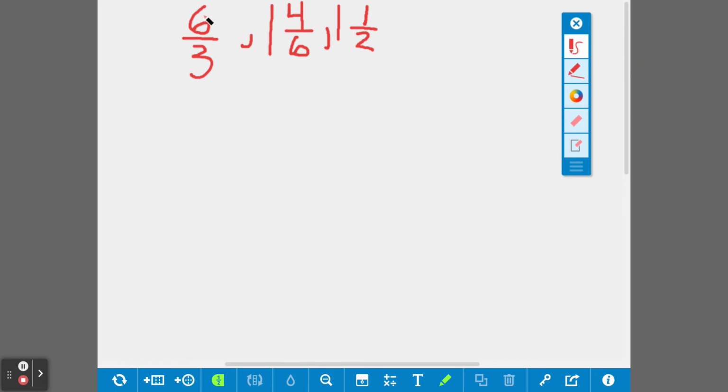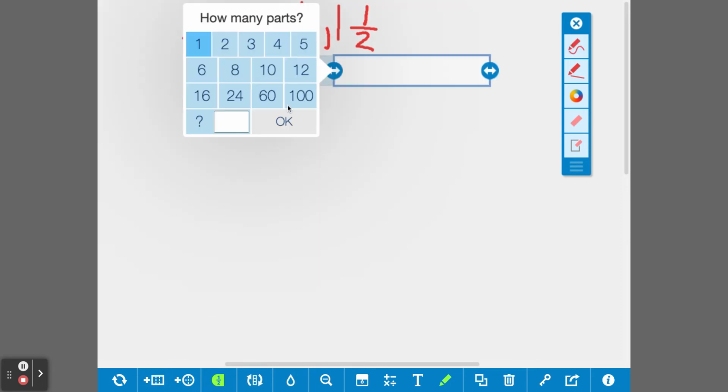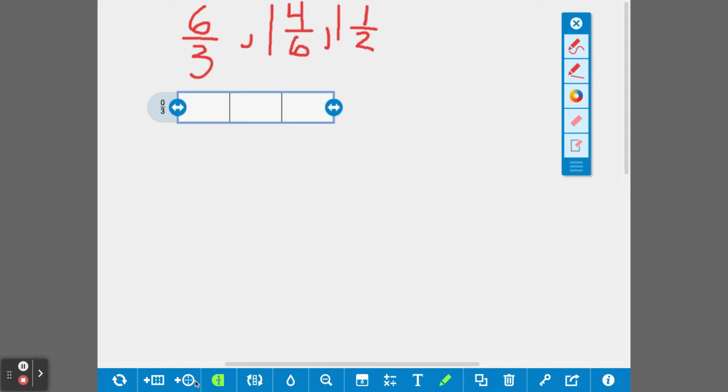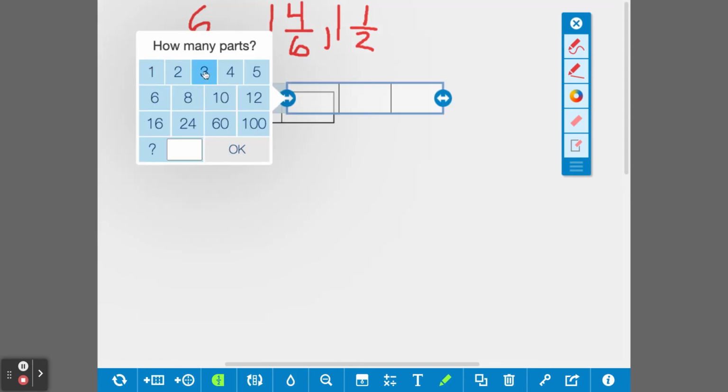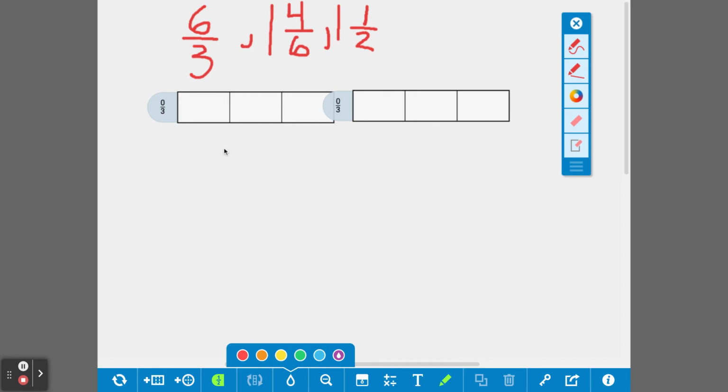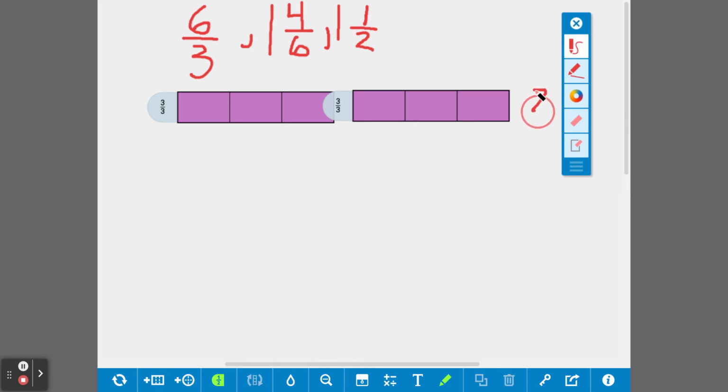So first I'm going to do 6/3. So I'll do 3 parts. Okay. I'll need another one for 3. All right, so 6/3, that means I need 6 of these colored. So that would be all of them, which is equal to 2.